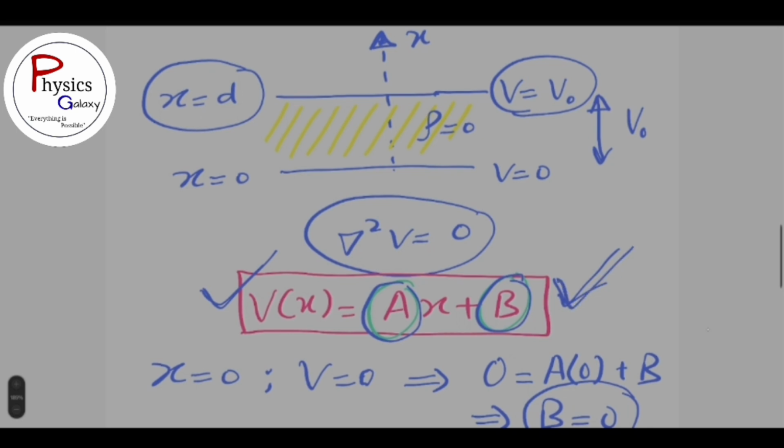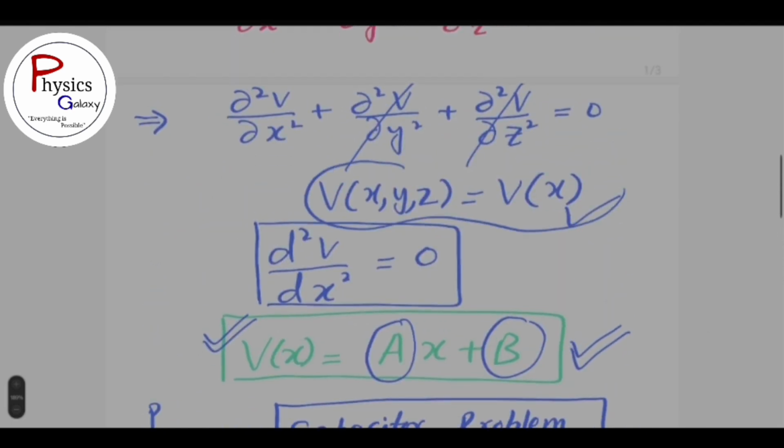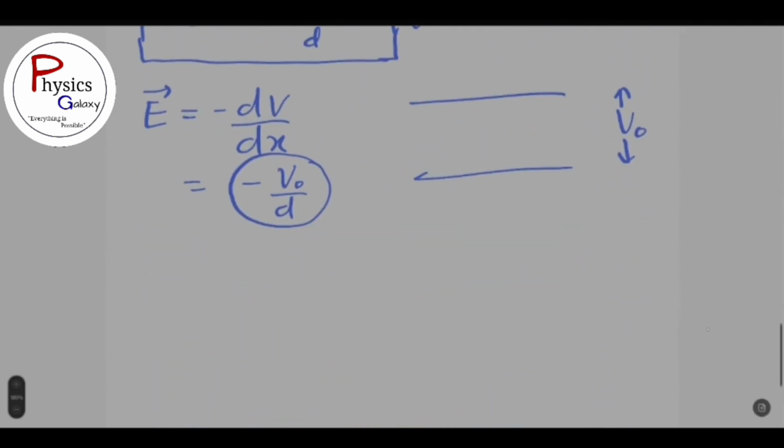Okay, but remember, I did this for when V of x, y, z was depending only on x. That means there was only one dependent variable x, so there was no dependency on y or z. It gets complicated if V of x, y, z has y dependence as well as z dependence, but we'll not go into those complicated problems. Okay, so this is done now. We can have many problems related to this Cartesian symmetry, but this is enough. Now let's go to the spherical symmetry problem.